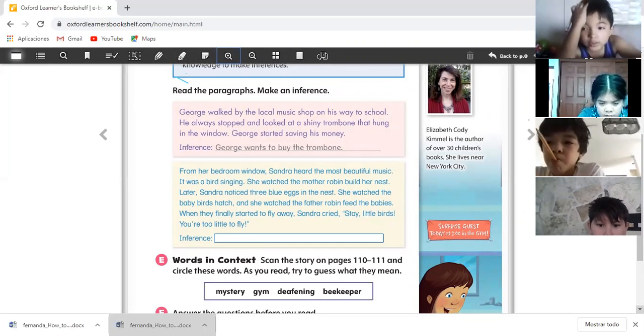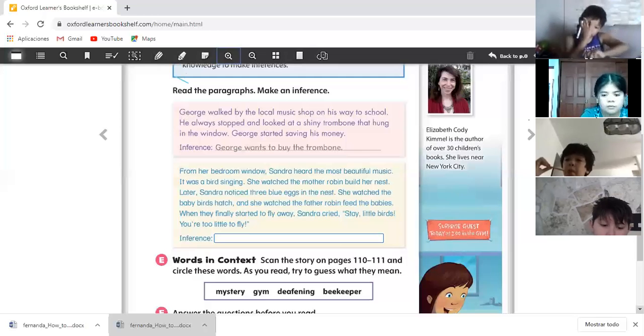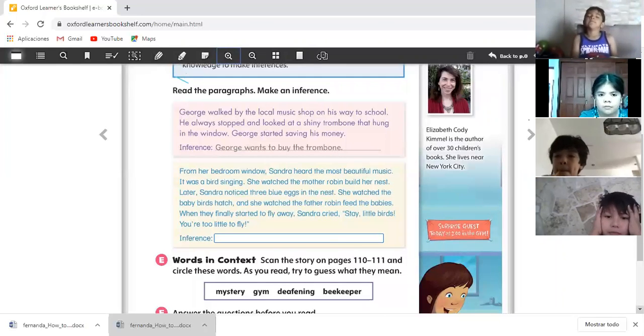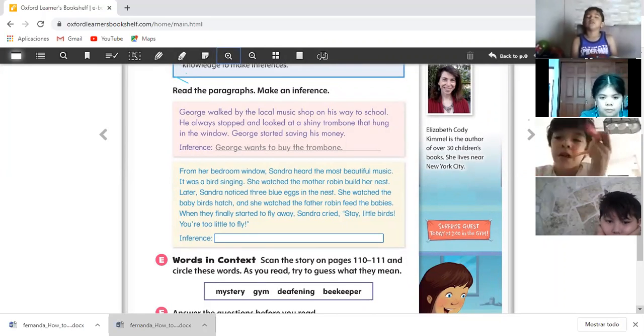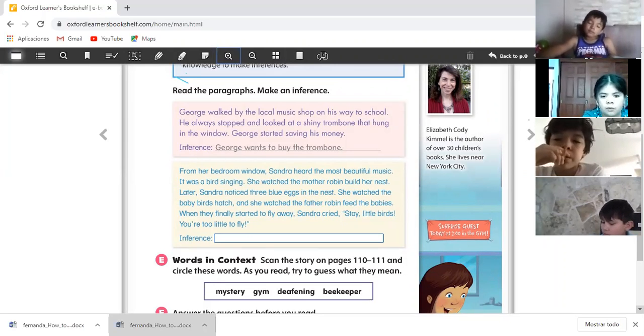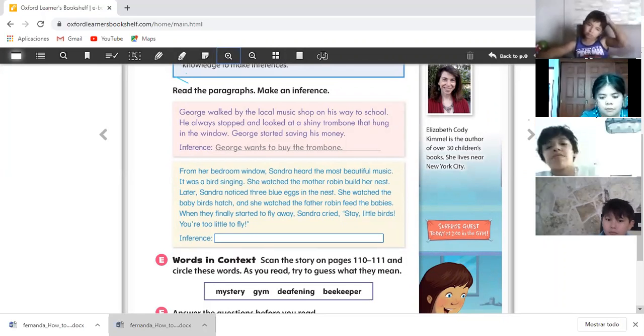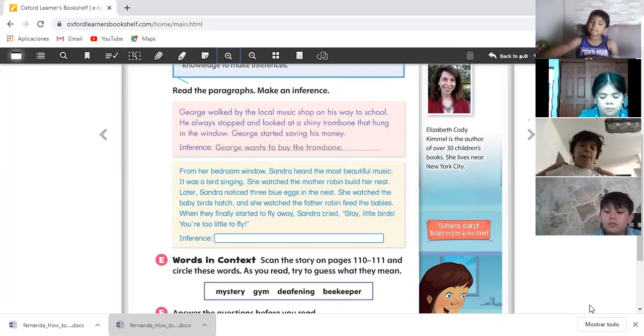Who wants to try the inference? Who wants to infer? Angelito, Emiliano, Rebe, Sebastian, who wants to infer? What is this about? Sandra heard birds singing, yes? Yes. Like music, right? Okay, write it down right here.